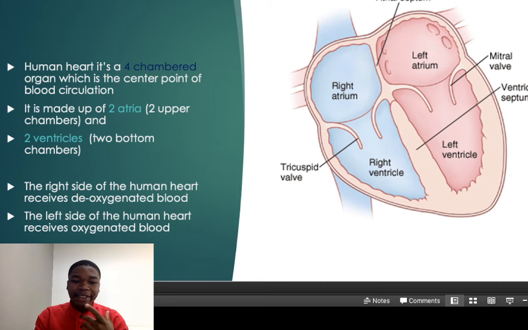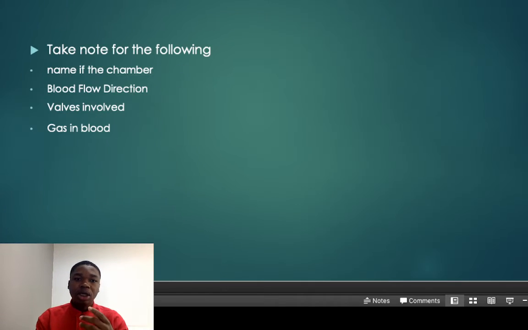Now the left side of the human heart receives oxygenated blood. Of course, it will be oxygenated blood from the lungs. So now, the blood flow through the human heart. Let's just look at this blood flow through the human heart.